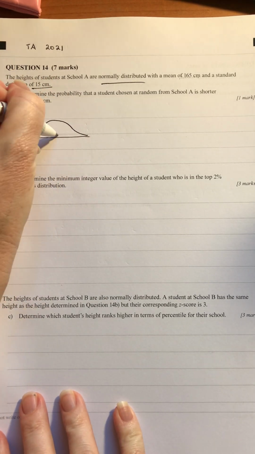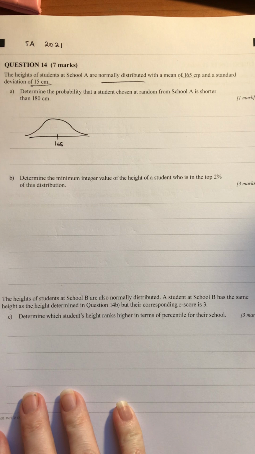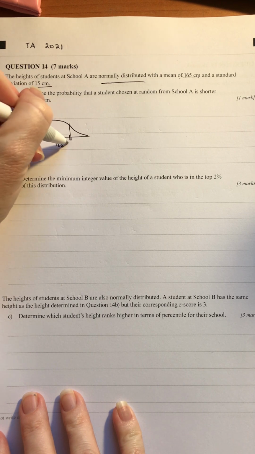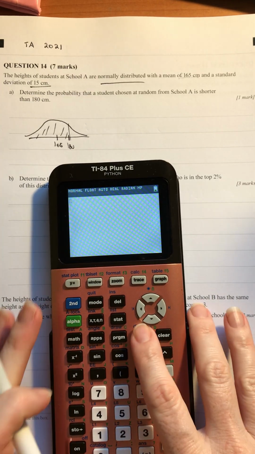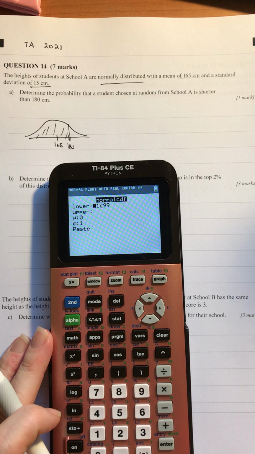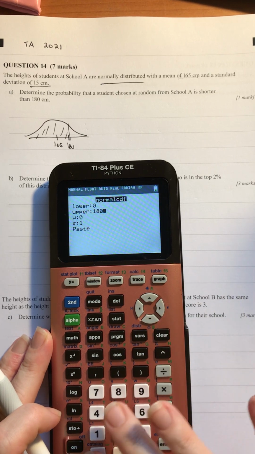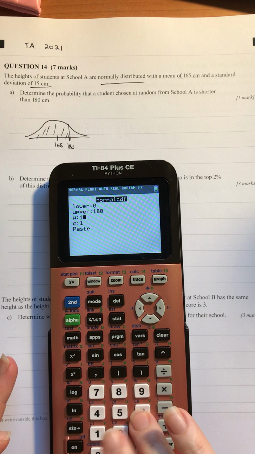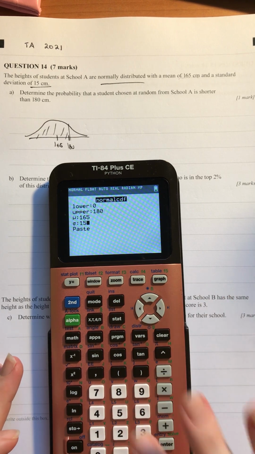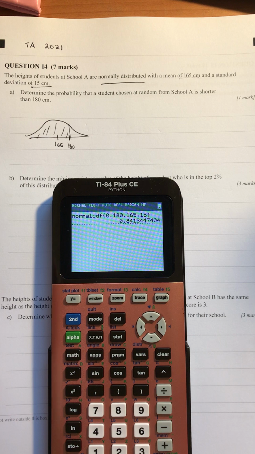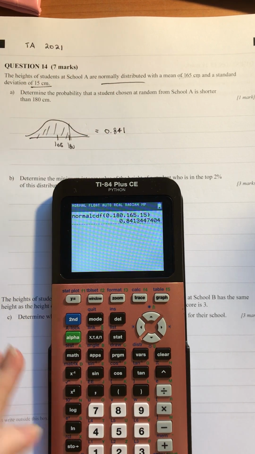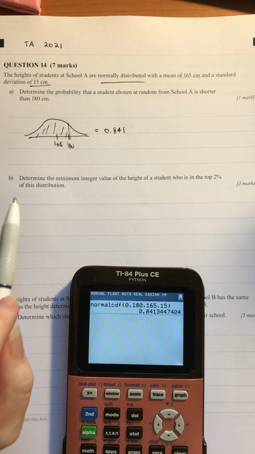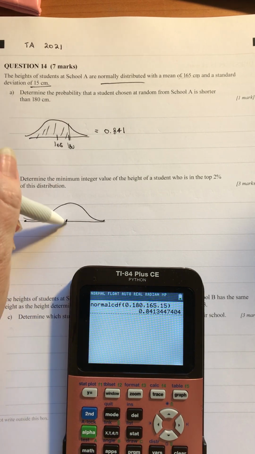So if we're looking at that, we've got our 165 as our mean. We're looking at shorter than 180. So we want to know that area there. So we can go to our calculators, do our second vars, our normal CDF. We want to go from 0 up to 180 because we want shorter than 180. Our mean is 165. Our standard deviation is 15. And so we get 0.84 as our answer, or 0.841 as our probability.